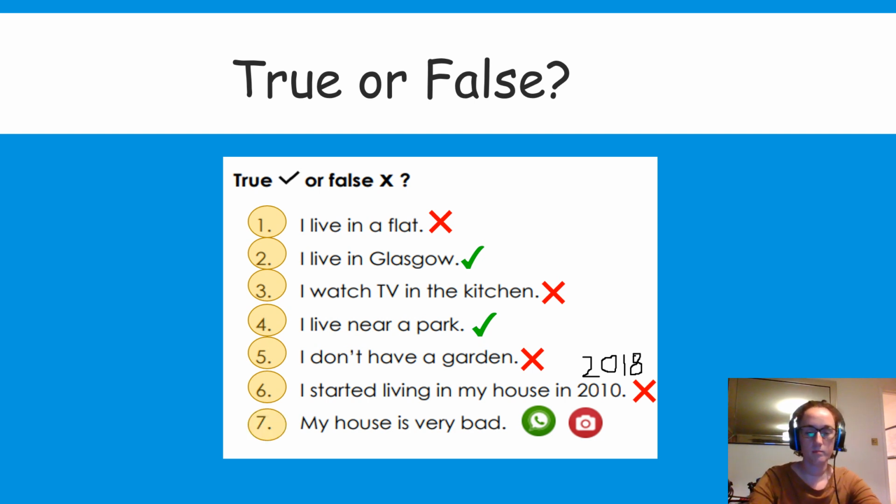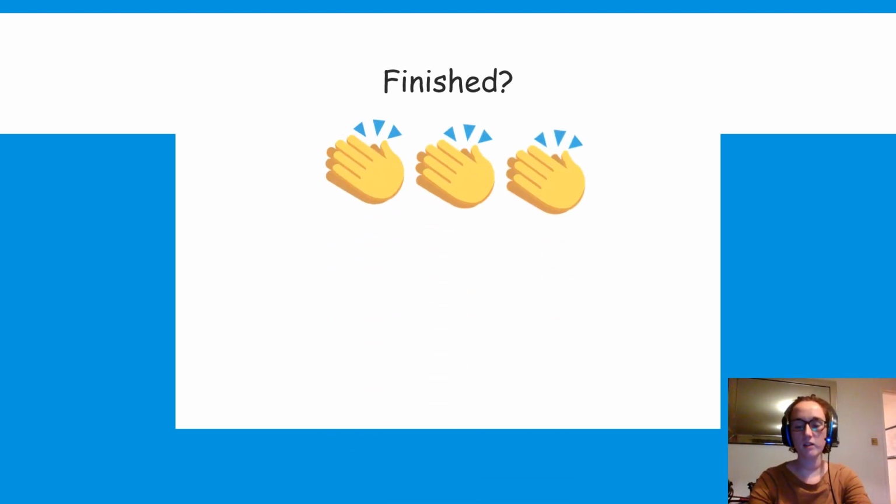Number 7, my house is very bad. False, because I like my house. Finished? Well done. Now you can move on to the next page in your book.